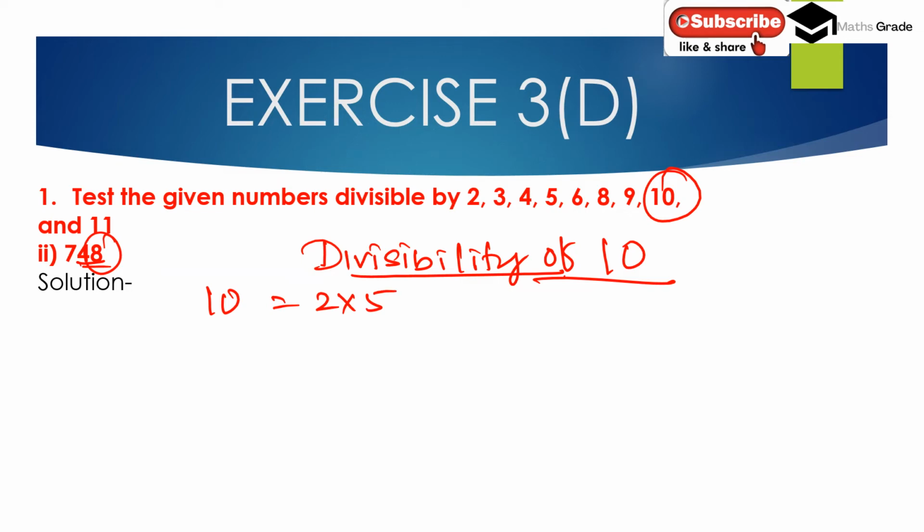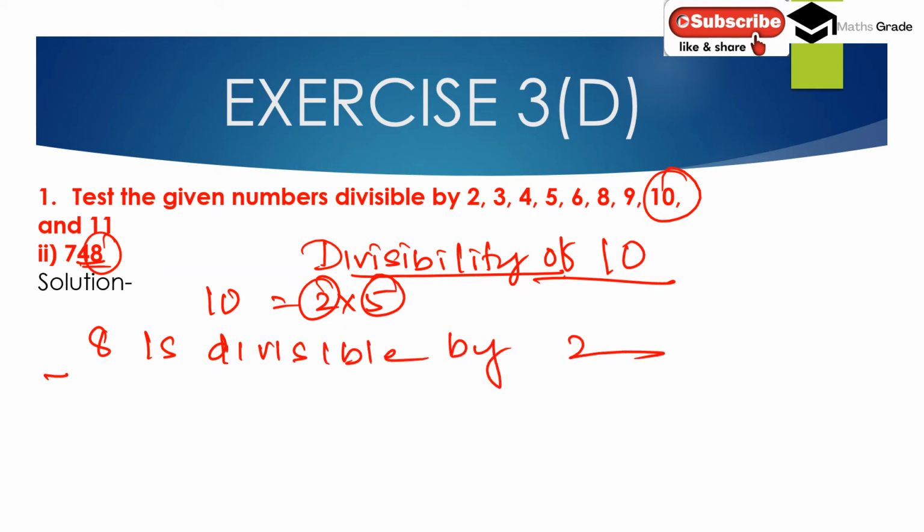So if the number 748 is divisible by both 2 and 5, then the number is divisible by 10. First we will check whether 748 is divisible by 2 or not. Here the last digit 8 is divisible by 2. So the number 748 is divisible by 2.